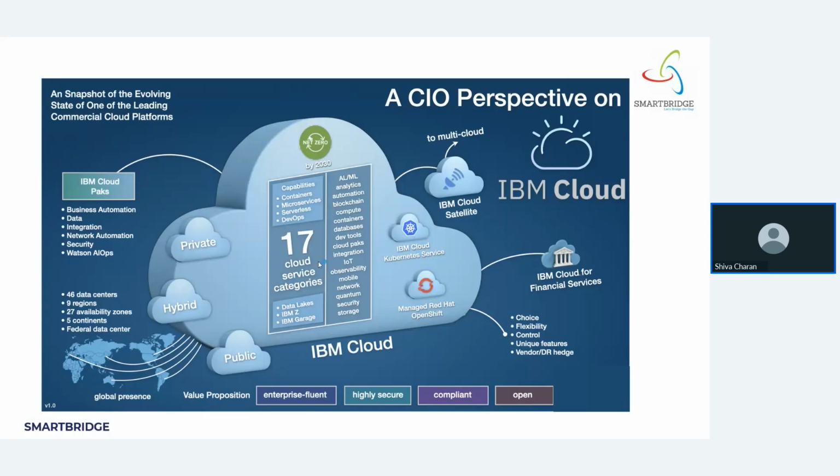Just see these 17 service categories: container services, microservices, serverless, DevOps, data lakes, IBM Z, IBM Garage, and we can implement it in AI/ML, analytics, blockchain, databases, IoT, network, quantum, security, storage. So these are all the different services provided by IBM, where we can use IBM Cloud.